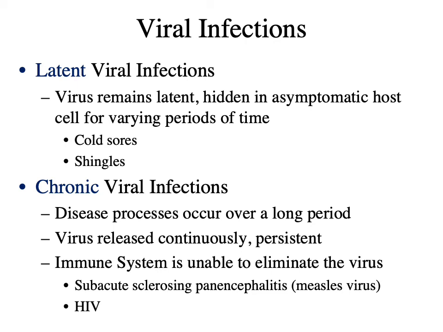Let's look at two types of viral infections that will make sense when we think about the viral life cycle. So that latent viral infection must make you think of the lysogenic cycle. The virus remains latent. It can be hidden in an asymptomatic host, which means the host may not be having any symptoms at all for days, weeks, months, years. But think of that lysogenic cycle. That virus is incorporated into that genome of that host cell. It's integrated into that host's genome, and it's just waiting to be activated, to be triggered. That's what a latent viral infection is.